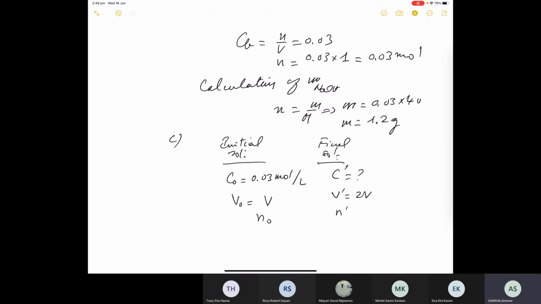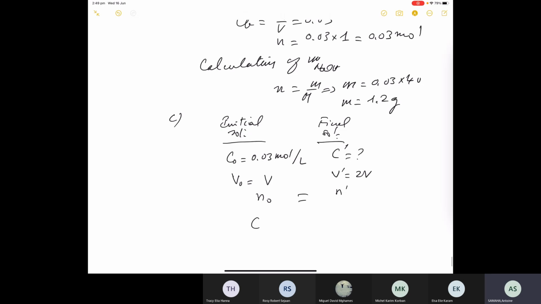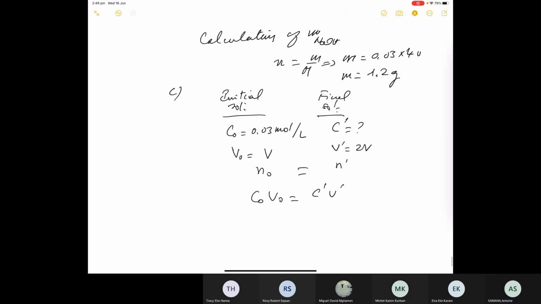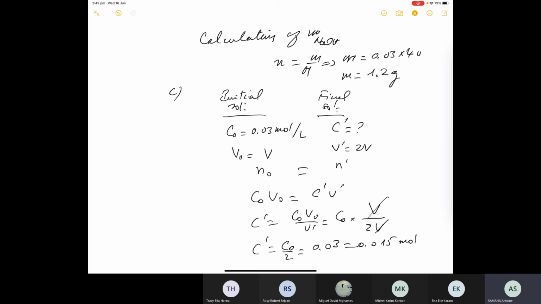We have C0 V0 equal to C prime V prime. C prime is equal to C0 V0 over V prime, equal to C0 times V0 over V prime, which we named 2V. So C prime is equal to C0 over 2, 0.03 over 2, equal to 0.015 mole per liter.